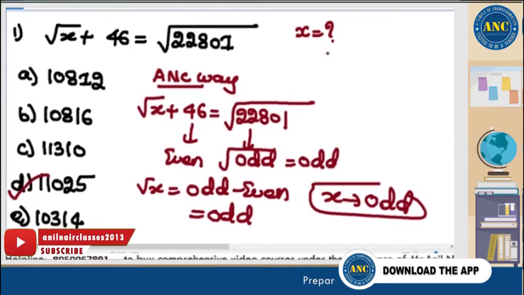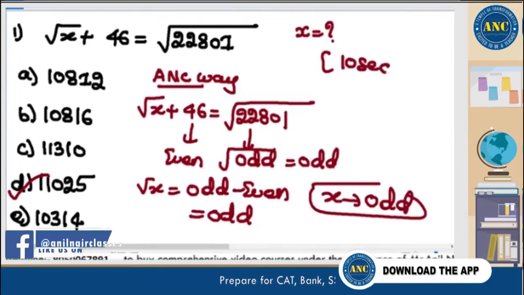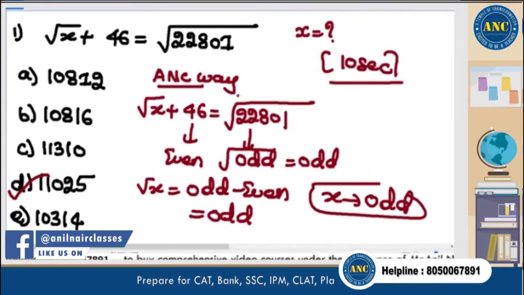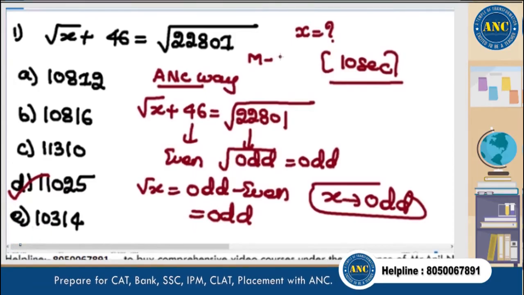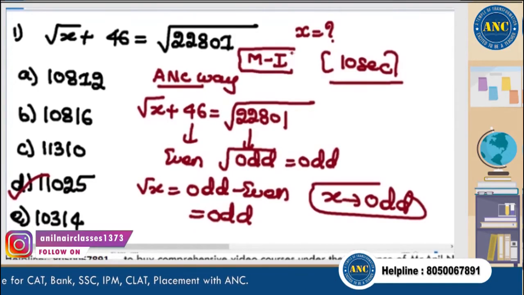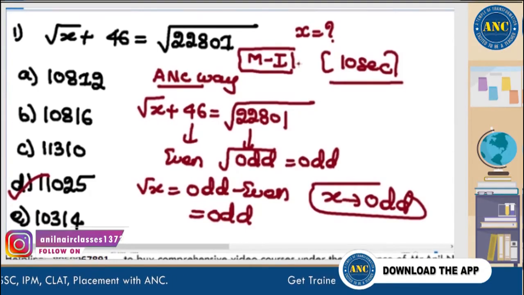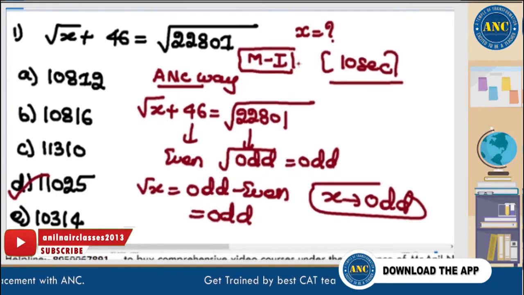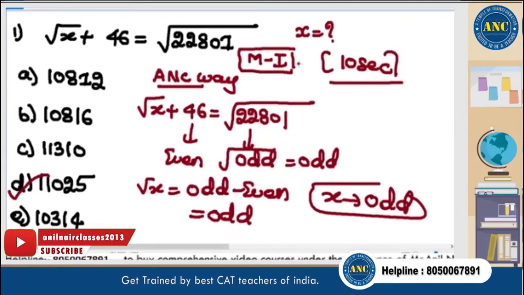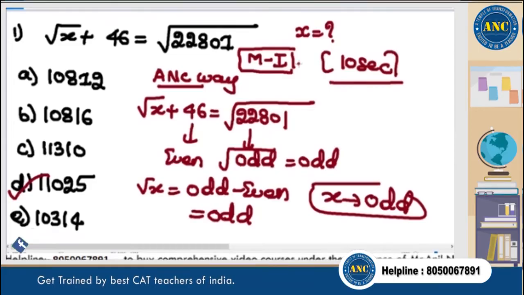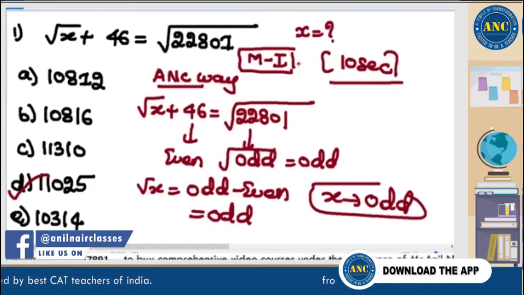Answer is 11025. 10 seconds to solve the question. What if? I will discuss models one by one. Method 1. You will not get a single doubt. No need to ask me any doubt. I know where all you will get a doubt. Please write down. You will fall in love with aptitude.